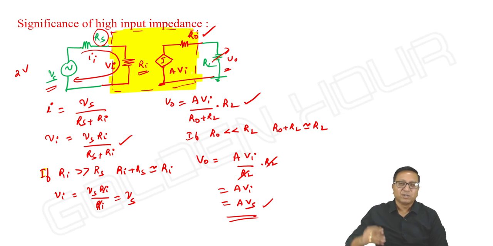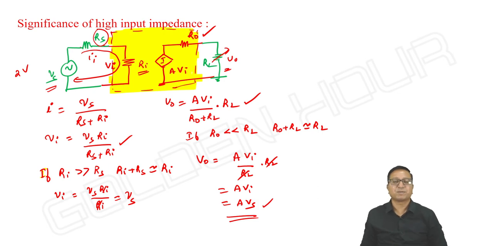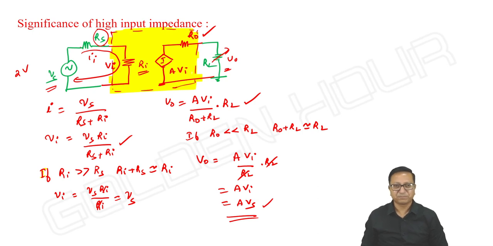I should not say that you have to connect a load of so and so. As a designer, I should challenge you: you connect any load of your choice or any source of your choice, my amplifier will give the best performance. That is the idea. So Ri should be high and RO should be low. Anyway, gain should be high to convert even a small signal into a large signal. That is fine. So as Ri is very much large, what is the ideal value of Ri? Infinity. And the ideal value of RO is 0.